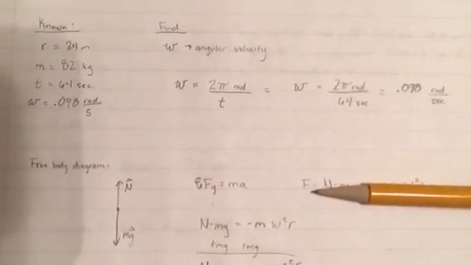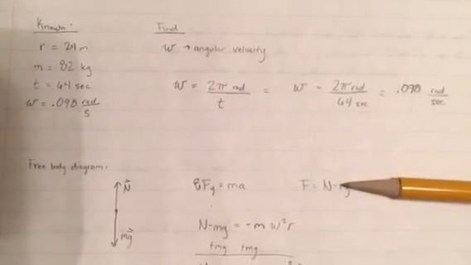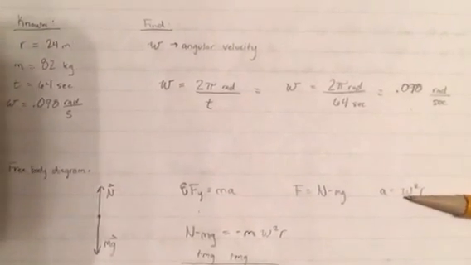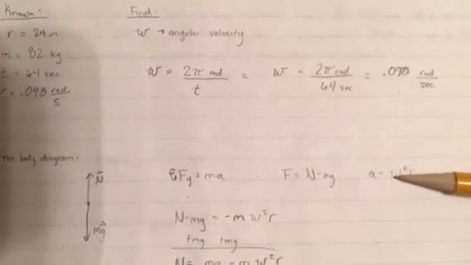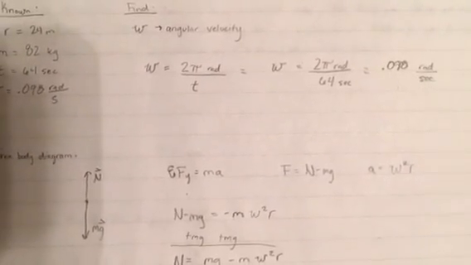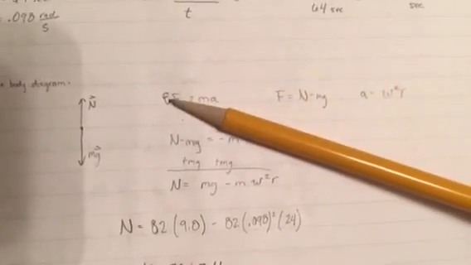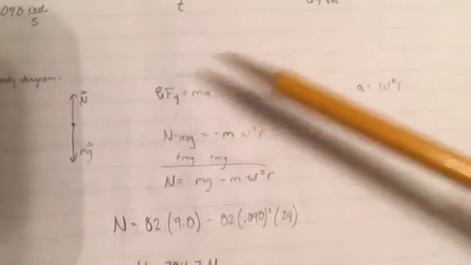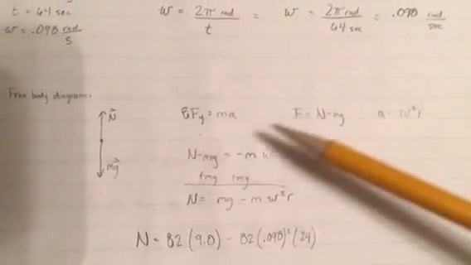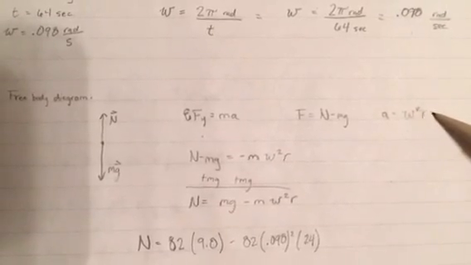Well, your force also equals your normal force minus your weight, your mass times gravity. And your acceleration equals your angular velocity squared times your radius. So we're going to take all of these formulas and put them together. So your sum of your forces is N minus mg equals your mass times your A, which is your angular velocity squared times your R.